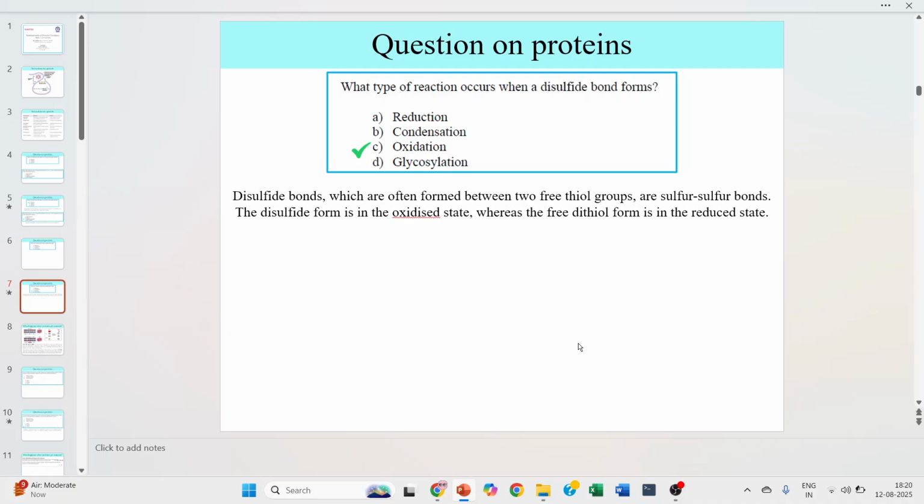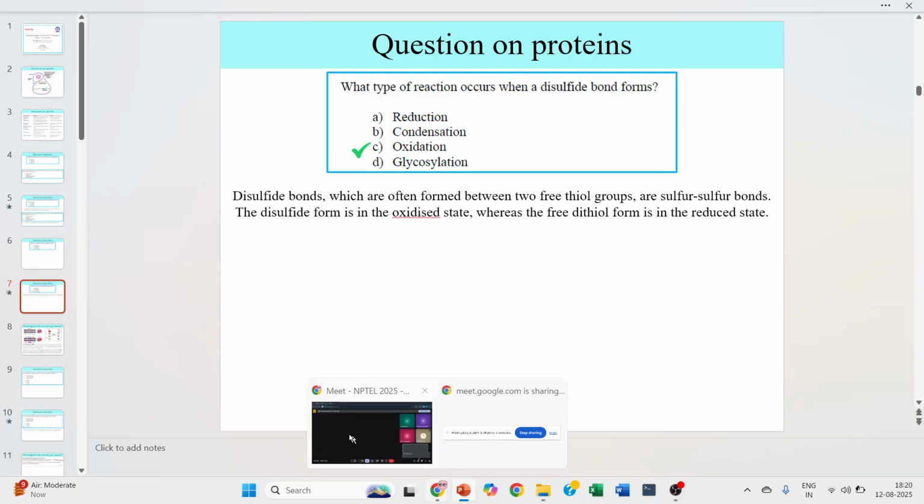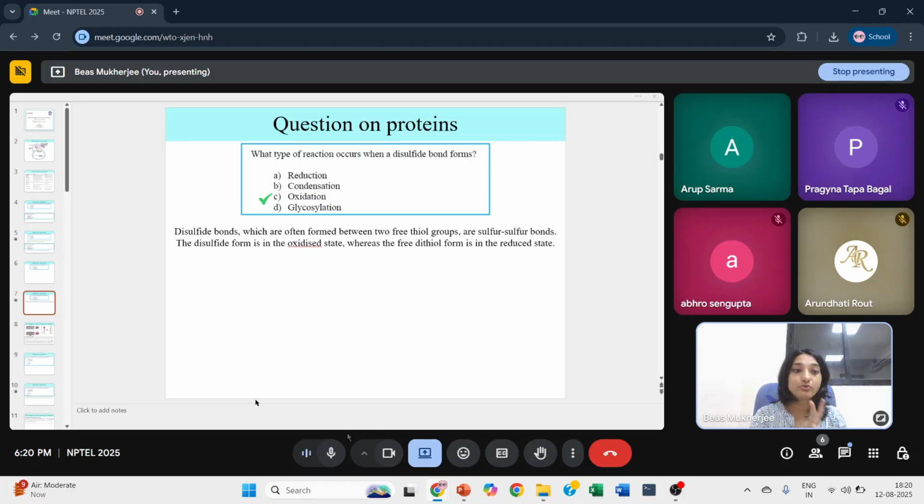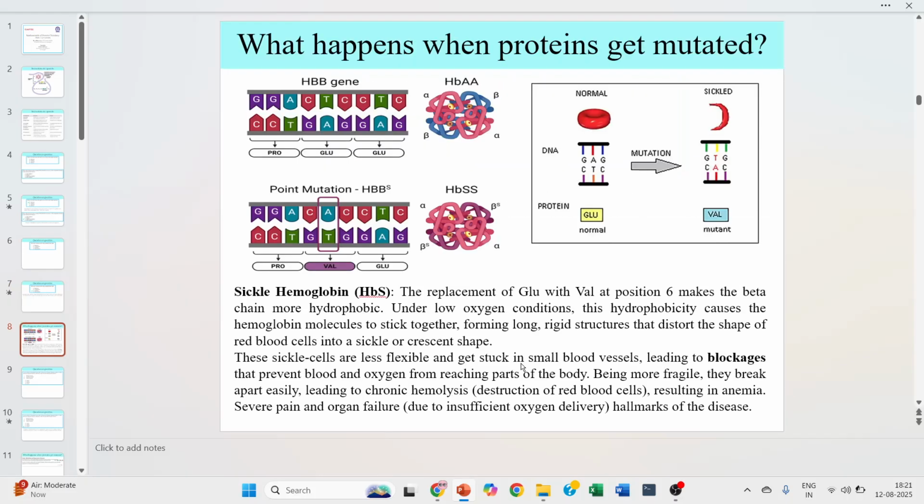Very good. See, disulfide bonds, which are often formed between two free thiol groups, are sulfur-sulfur bonds. The disulfide bond is in the oxidized state, whereas the free thiol is in the reduced state. Right? Okay, very good. Now we'll move on.